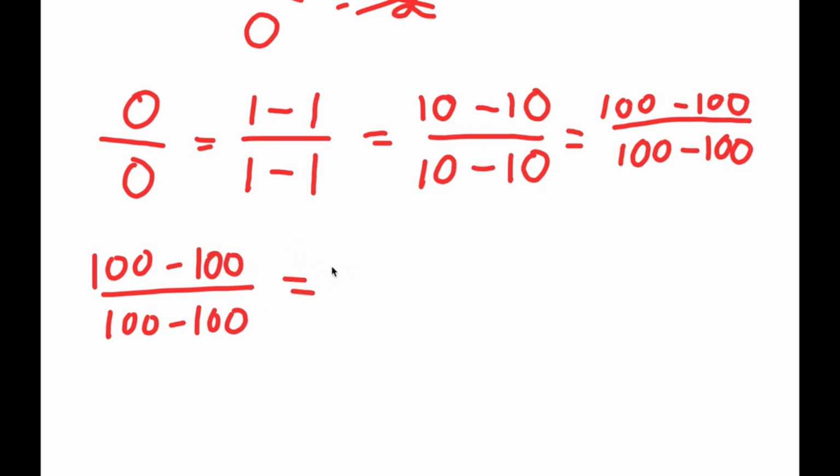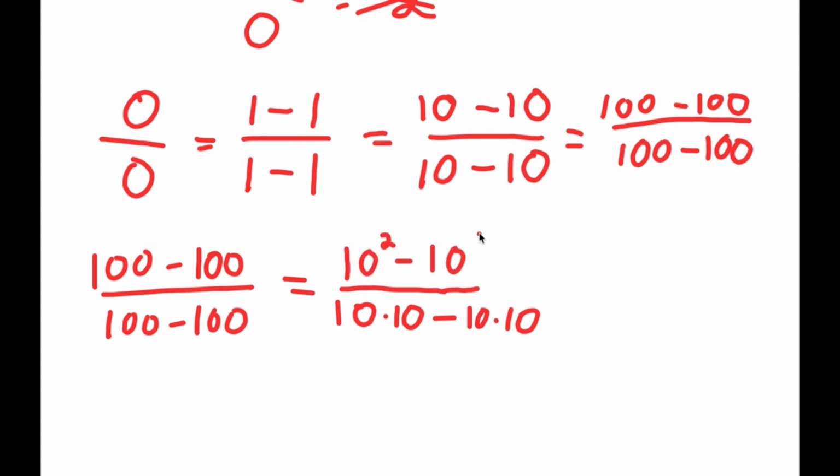And now I'm going to change things up a little bit. 100 is the same thing as 10 times 10, right? So for my denominator, I'm going to write this as 10 times 10, because 100 is 10 times 10, minus, I have 100 again, so 10 times 10 again. And for my numerator, what I'm going to do is, well, 10 times 10, that's the same thing as 10 squared, right? So for my numerator, I'm going to write 10 squared minus 10 squared.